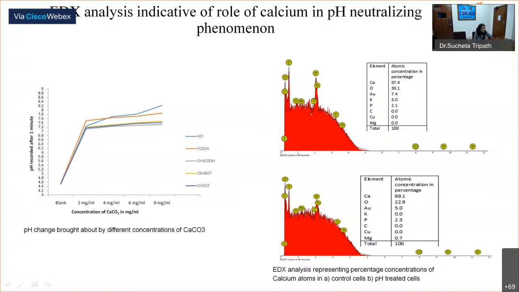And we are thinking that maybe calcium carbonate is responsible for this kind of interaction. And we went ahead and did a similar experiment, and we found that calcium carbonate indeed does similar changes. But there is also a difference. It also works with the organic acid, which is not happening in the case of our organism.